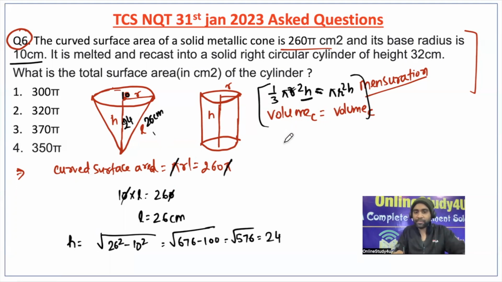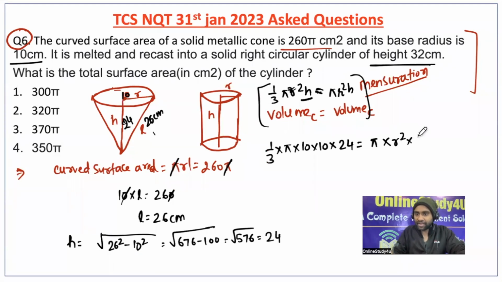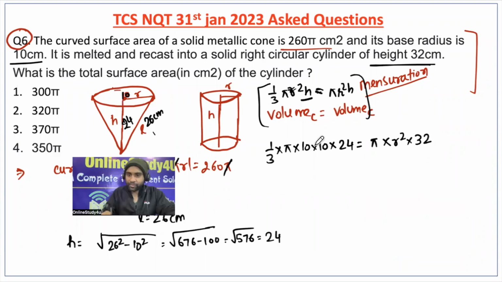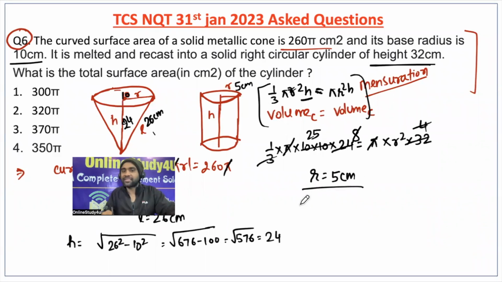So the volume of the cone is 1 by 3 into pi, R is 10 into 10, and H is 24. And what about the volume of the cylinder? Pi, R we don't know, and the height of the cylinder is given 32 centimeter. So this pi and pi cancelled, and 3 8s are 24, and 8 4s are 32, and 4 25 times. So we got the radius of this circular cylinder is 5 centimeter. Now what has been asked to you? Total surface area of the cylinder.